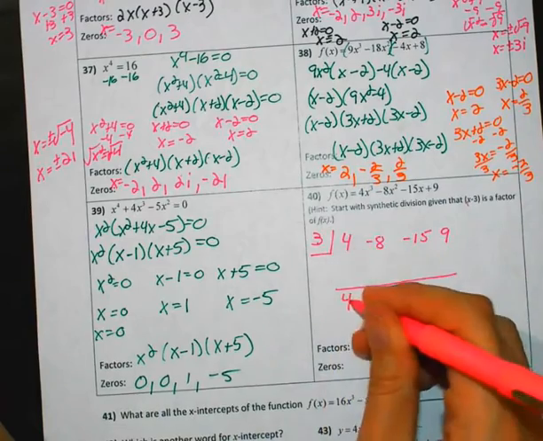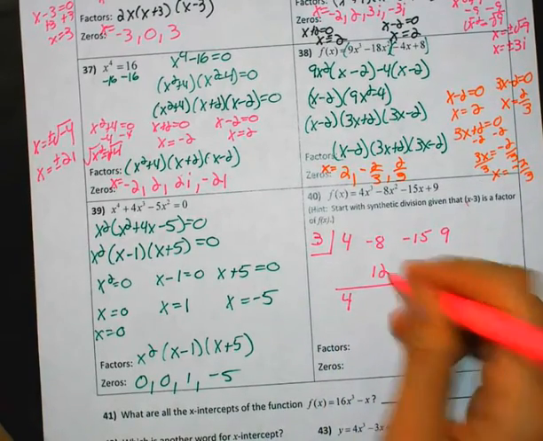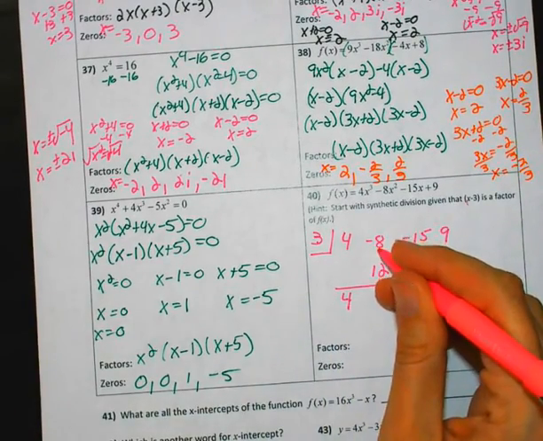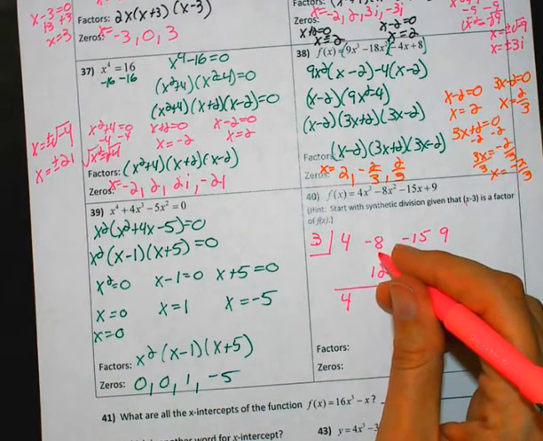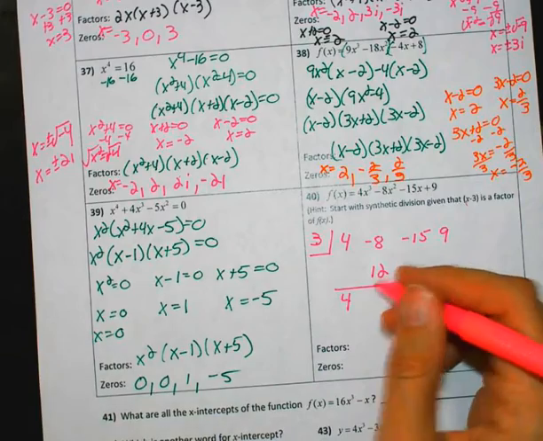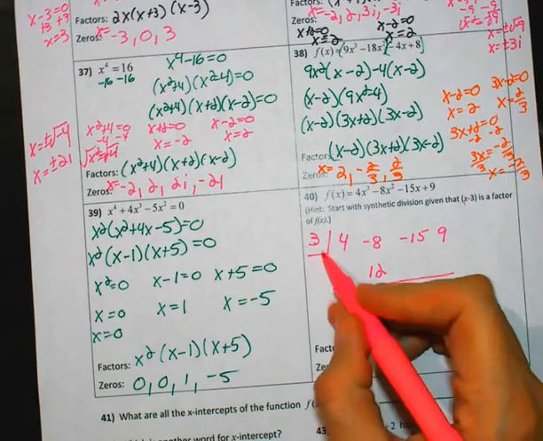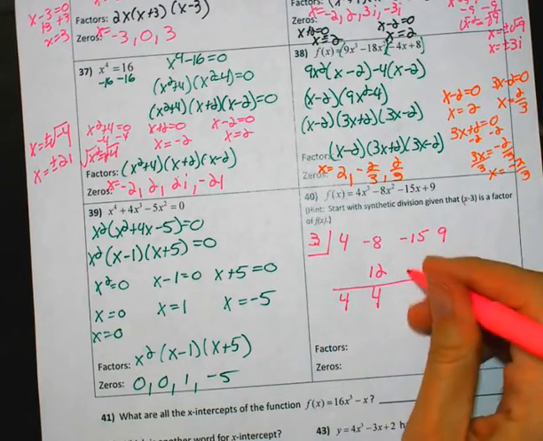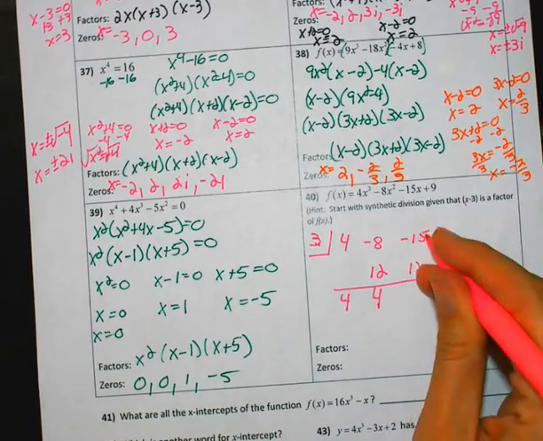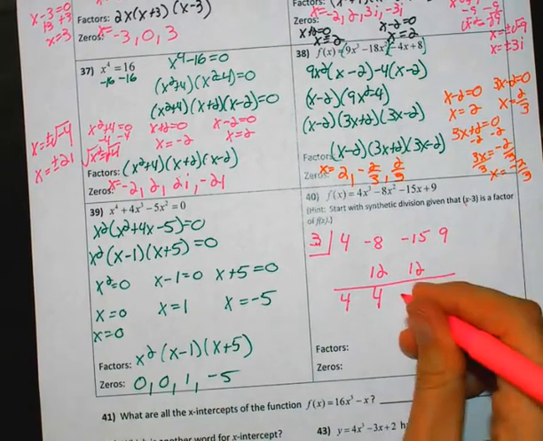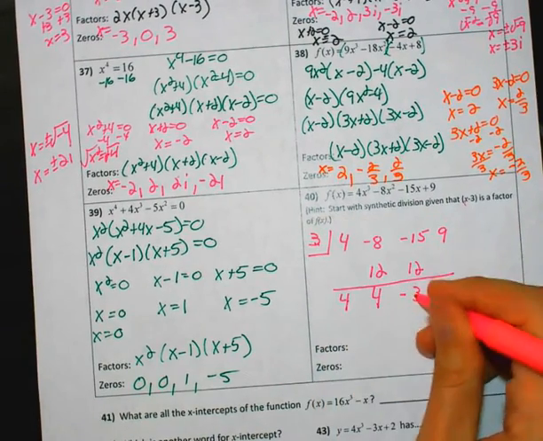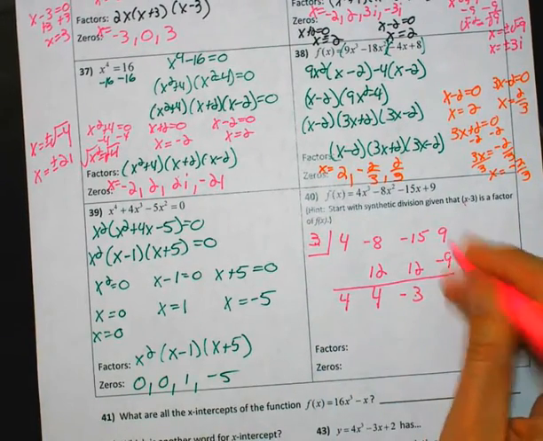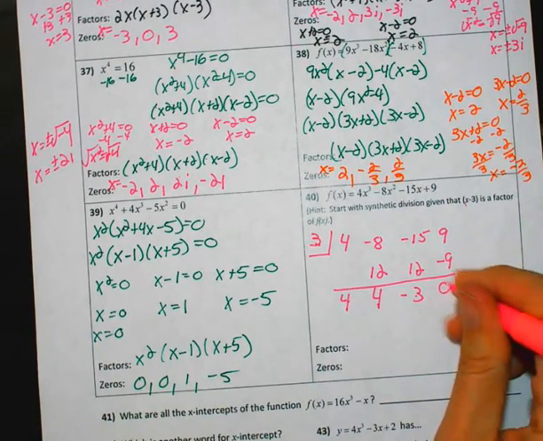3 times 4, which is positive 12. Then you're going to add negative 8 plus 12, which is 4. Then you're going to multiply again. 3 times 4 is 12. Negative 15 plus 12 is negative 3. 3 times negative 3 is negative 9. 9 plus negative 9 is 0.